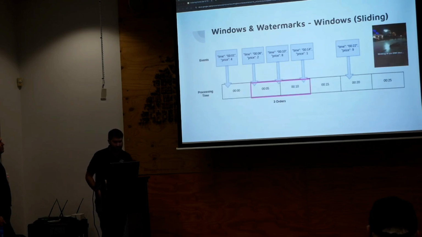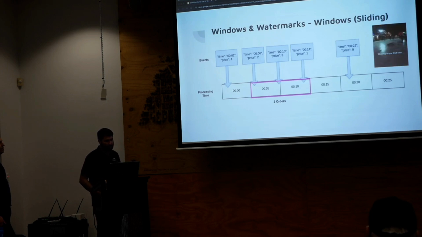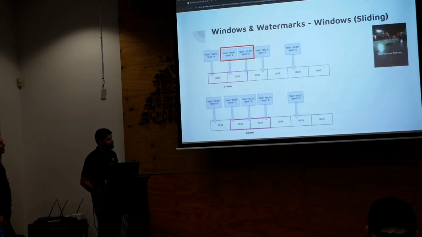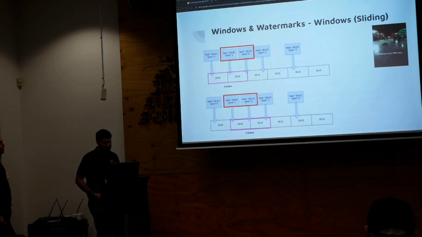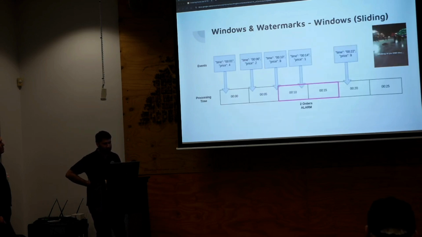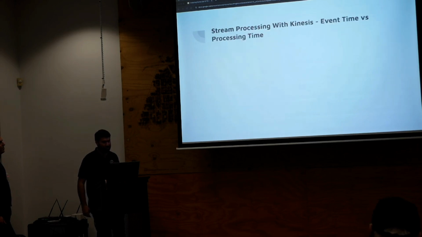So we'll take a look at this one. If we slide our 10-minute window along by 5 minutes, we see that we've had a total of 3 orders in the 10-minute window. And pay attention to the fact that we've included the 2 orders from the last window as well as the current one. Slide the window another 5 minutes, we find the total number of orders in the last 10 minutes is 2, and an alarm is now triggered as there were fewer than 3 orders in the past 10 minutes.